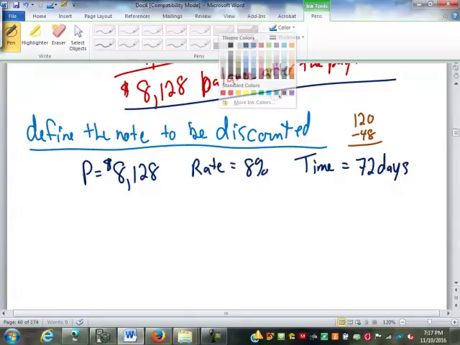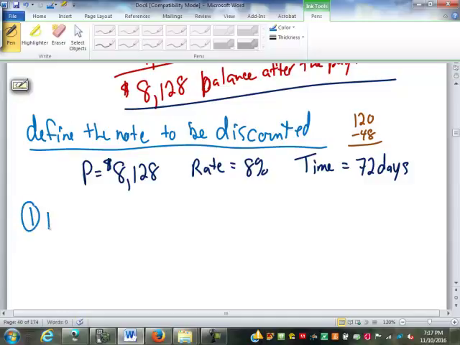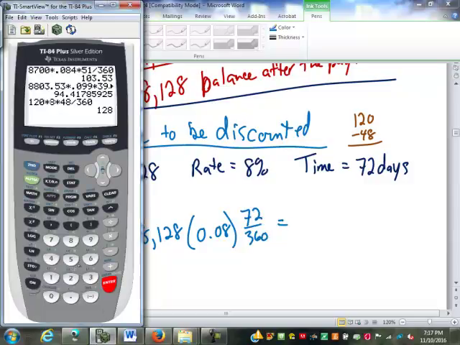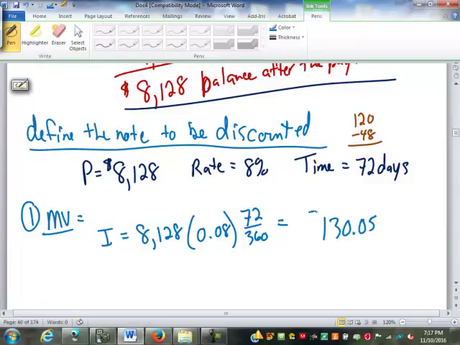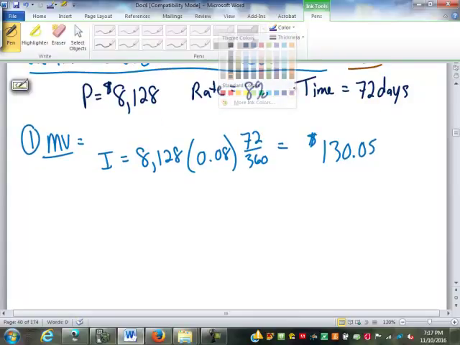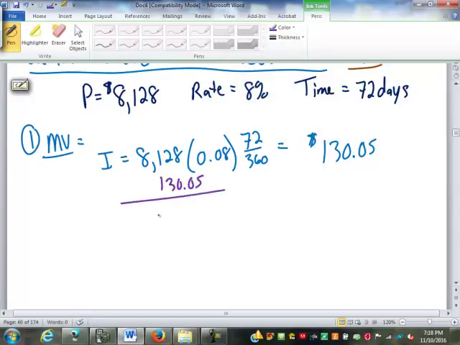Now we can go through the process of discounting that note to the bank. Step 1, find the maturity value of the original note. Well, our interest, 8,128 times 0.08 times 72 over 360, is $130.05. So we will add that on, with $8,258.05.